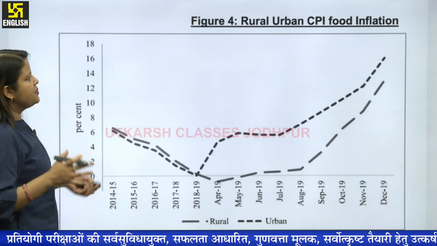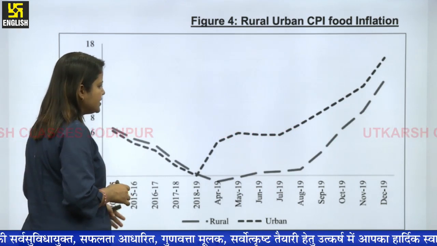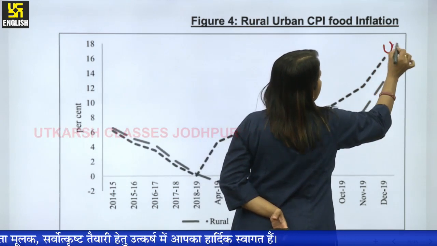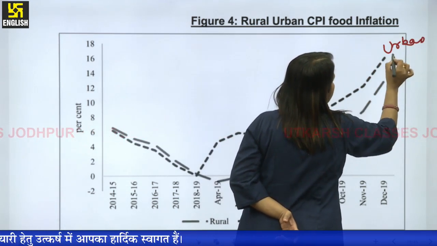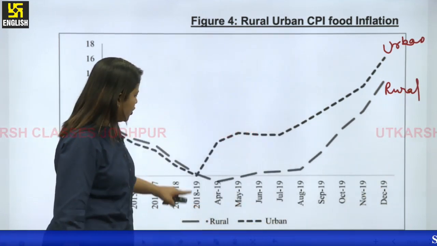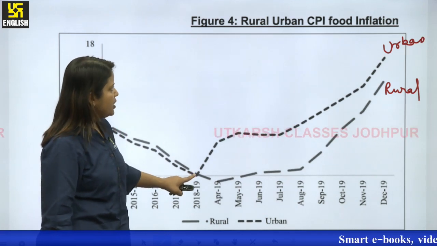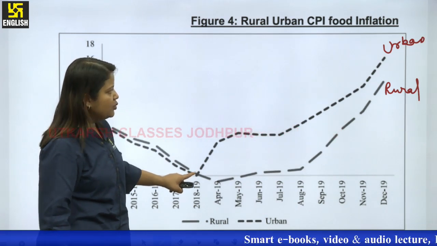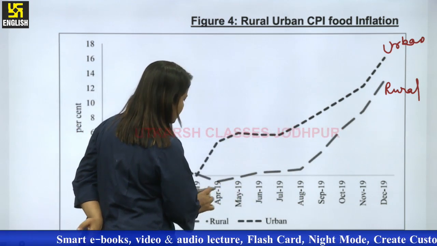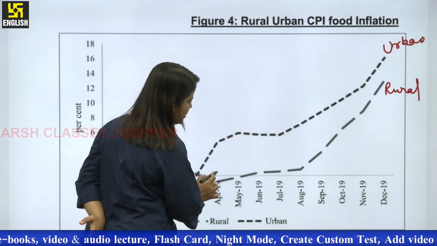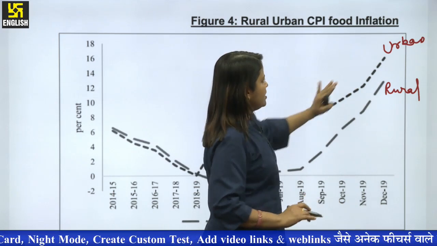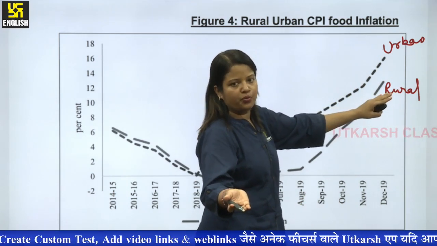This is the rural urban CPI food inflation. We can see that this is the rural food inflation and this is the urban food inflation. You can see that before 2018-19, the urban food prices were lower than the rural food prices, but after that, from January 2019 to December 2019, the urban food prices kept on increasing and were always higher than the rural food prices.